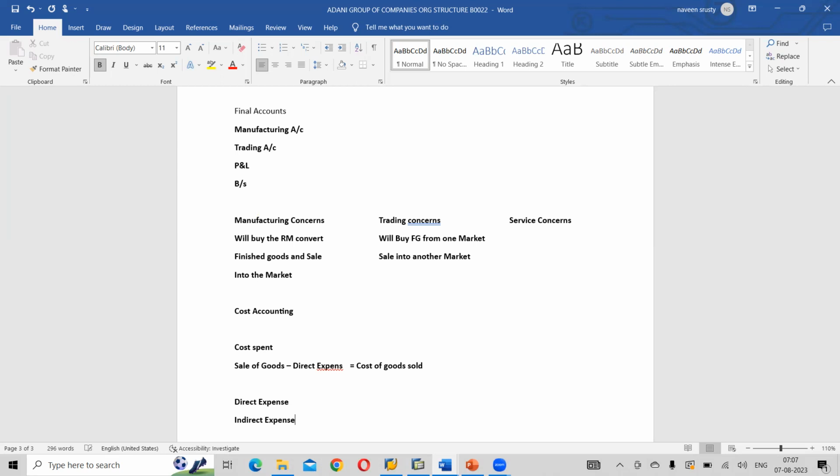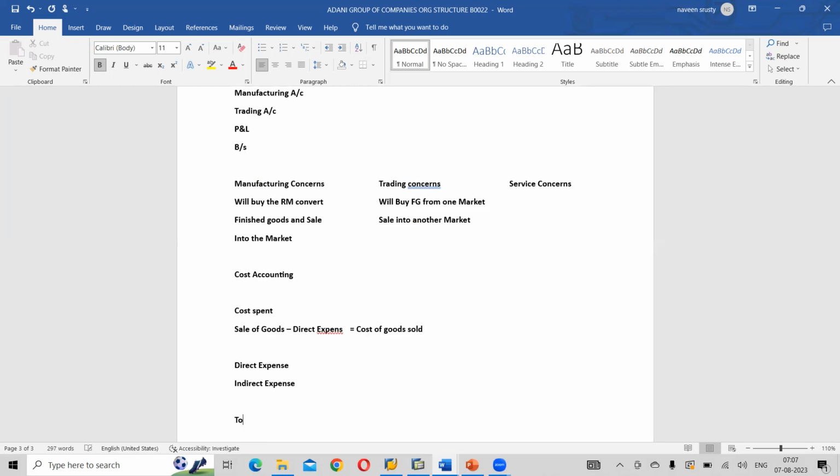What we are going to do from total sales in the trading account, manufacturing trading account, from total sales we are going to consider only direct expenses, right? So here, whatever difference we get, we are going to call it gross profit or gross loss. Why? Because we are spending two types of expenses, direct and indirect. But here in the trading account, you are considering only direct expenses. It's not your actual profit or actual loss. So that's the reason we are calling it gross profit or gross loss.